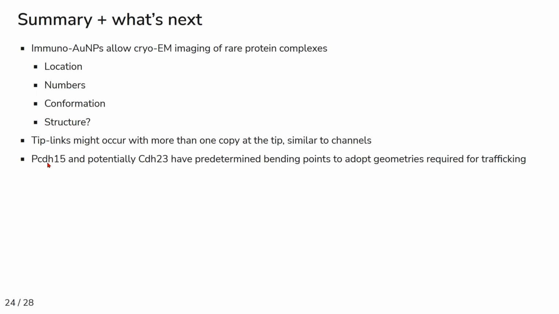And we also could see that protocadherin 15 and potentially cadherin 23... we cannot be 100% sure that the densities we saw are cadherin 23 because that's not what we labeled. But both of them seem to have very localized binding points that might help it to adopt the geometries that are required during trafficking, whereas when it's under tension at the tip, it would be completely straight.